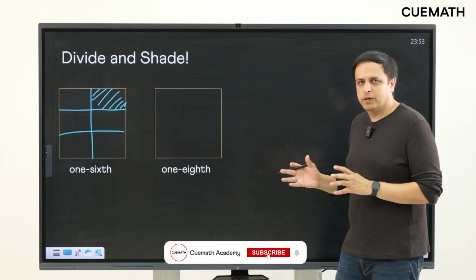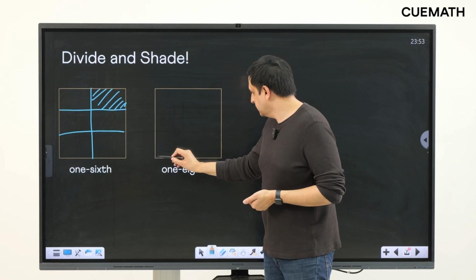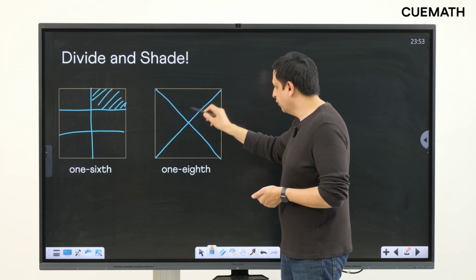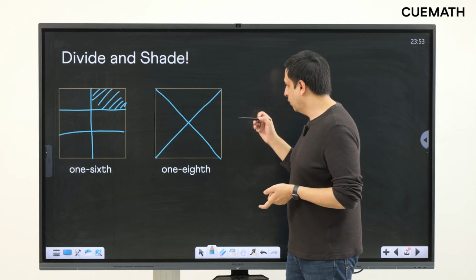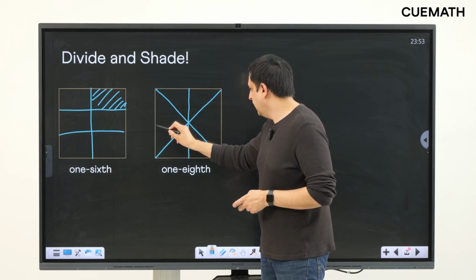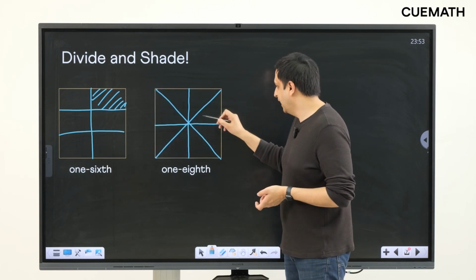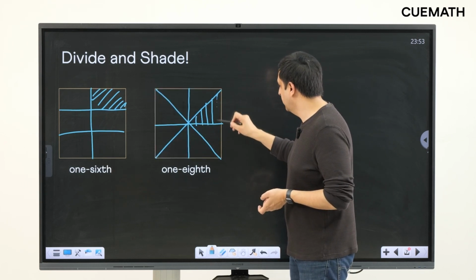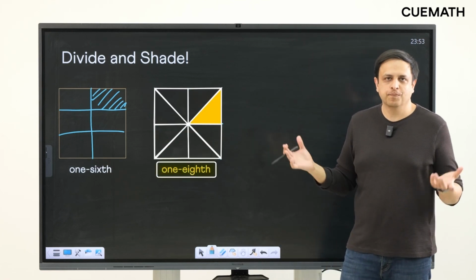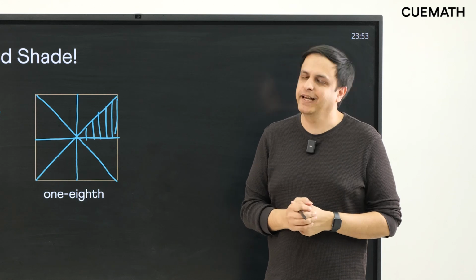Here I need 1/8. So I need to divide the whole square into 8 equal parts. So what can I do? Let's do this. I'll draw this diagonal and this diagonal. Now I have 4 equal parts, but I need 8. So what I can now also do is draw this line through the middle like this and this line horizontally like this. And now I have 8 equal parts. And if I shade any one of those equal parts, that gives me the unit fraction 1/8. So that is what unit fractions are. I hope you understood the concept. Thank you for watching.